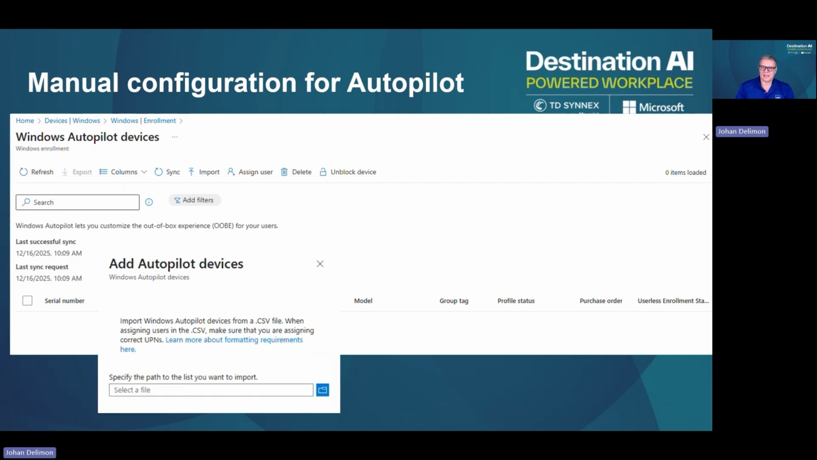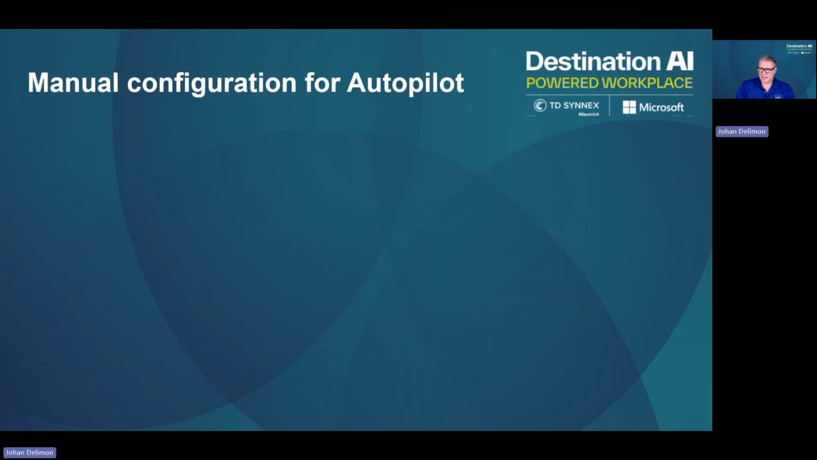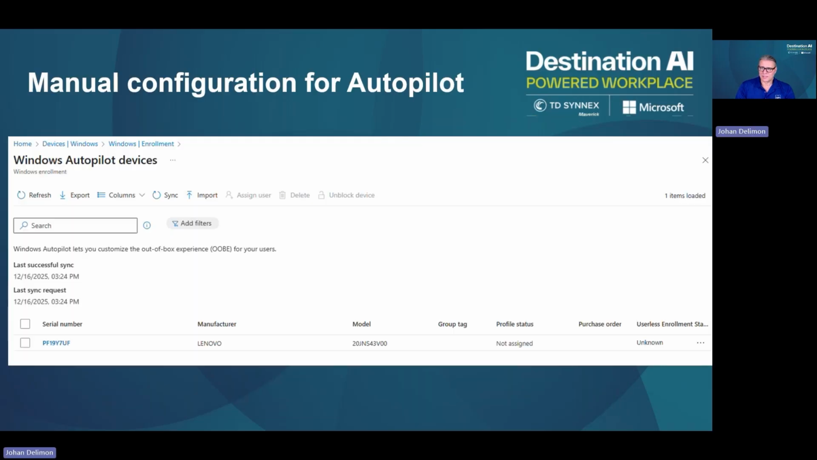So what I can do is add autopilot device because I ran the script and I export it to a CSV. I select the CSV file and I upload it to autopilot. So I uploaded it, but then we still have to do some work because there's no group tag available here and there's no profile assigned. So there will not be a profile assigned unless I change the group tag.